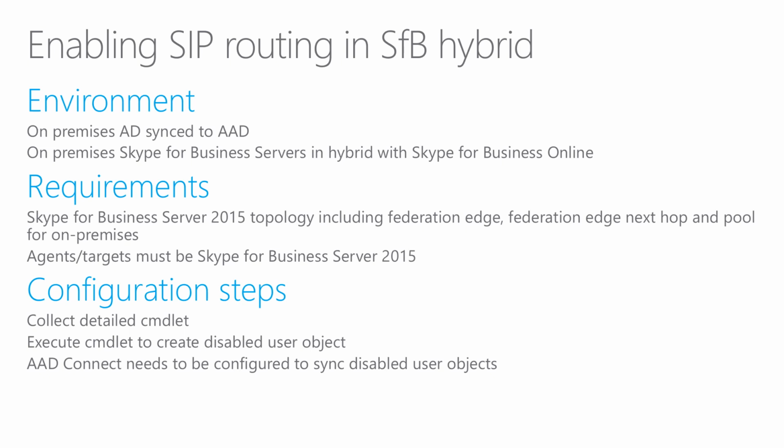So your configuration steps. First you should collect the detailed commandlet, and we show you in the next step how you can collect that. Then you execute that commandlet in PowerShell and you create a disabled user object. And then AAD Connect must be configured to sync disabled user objects, not just the active user objects.